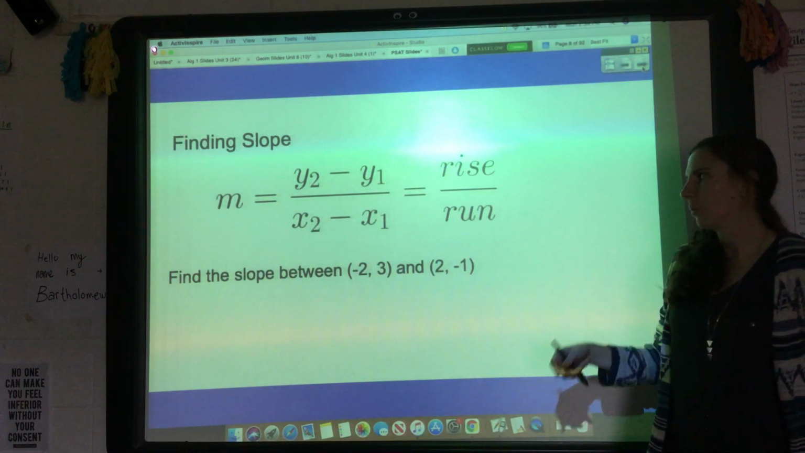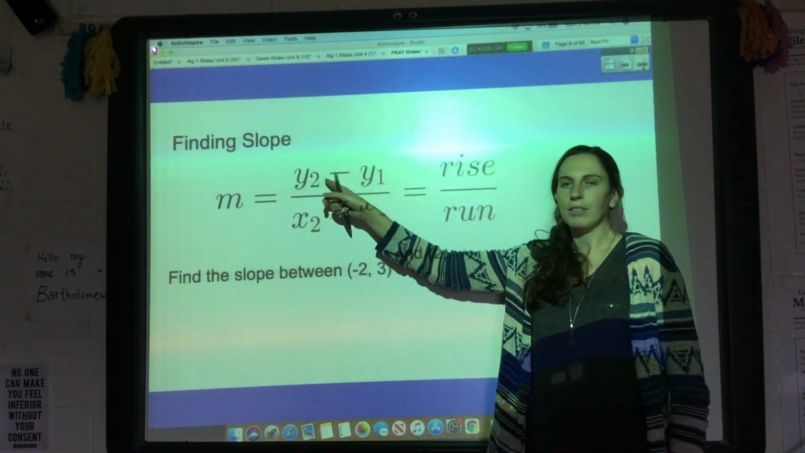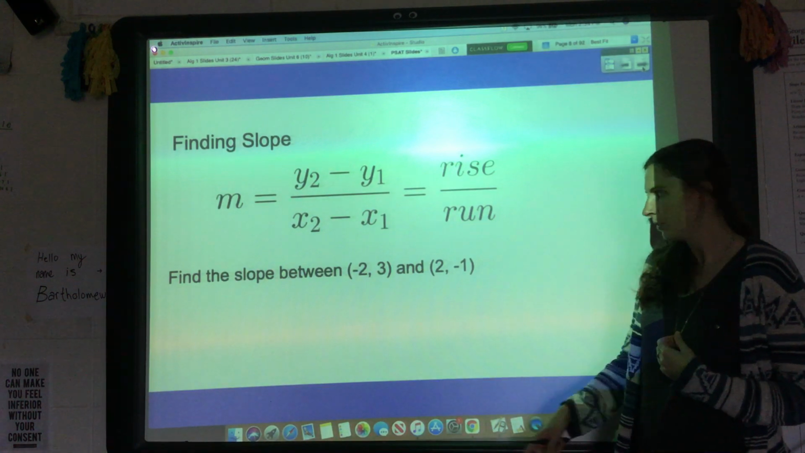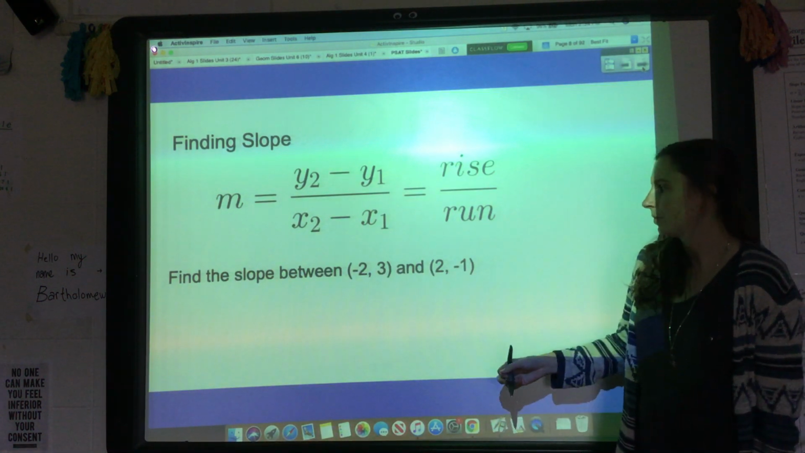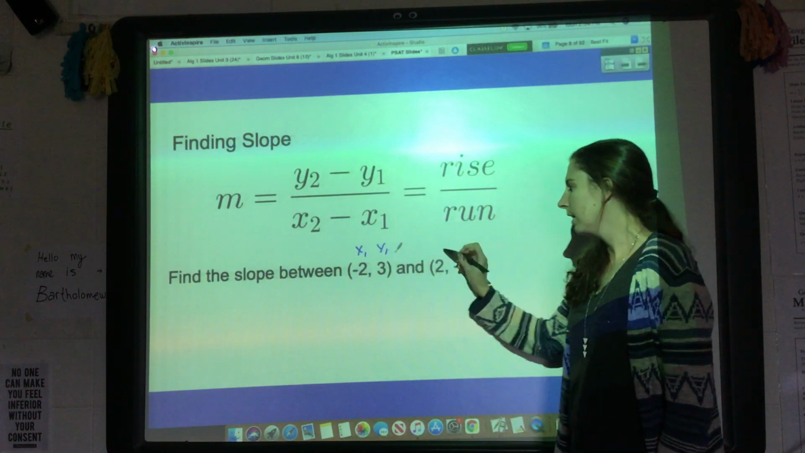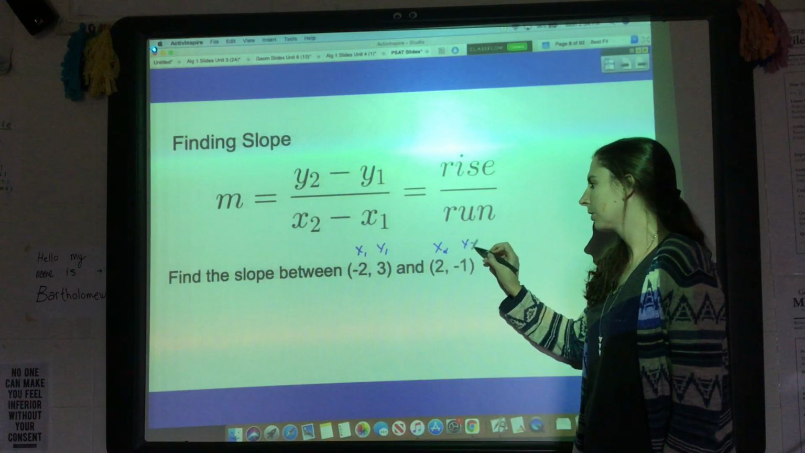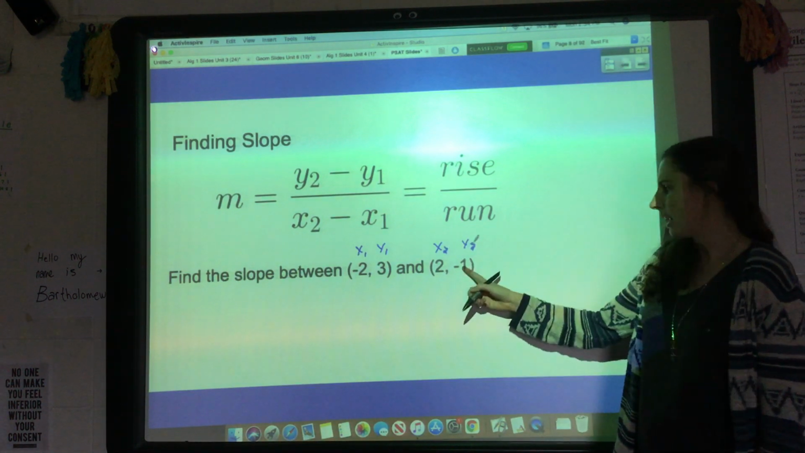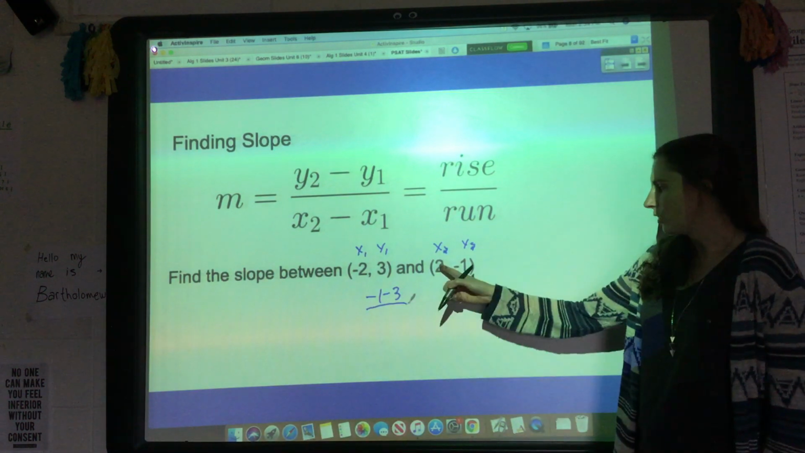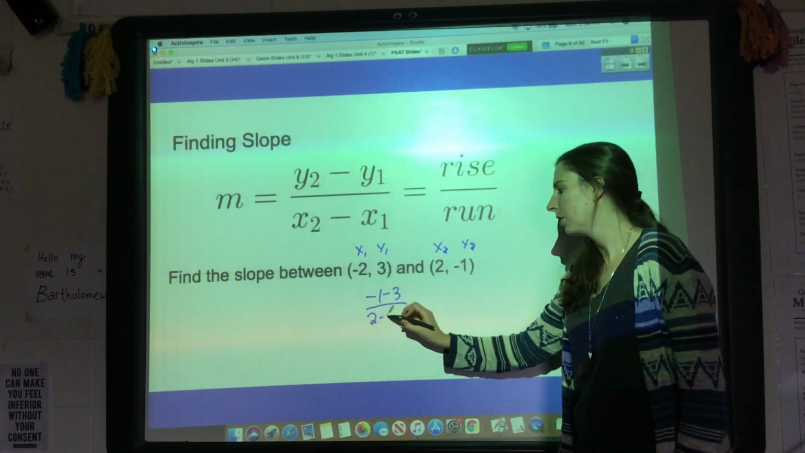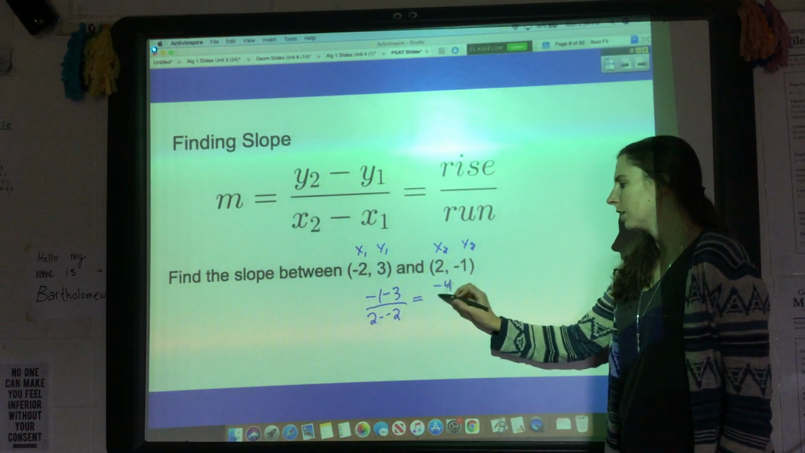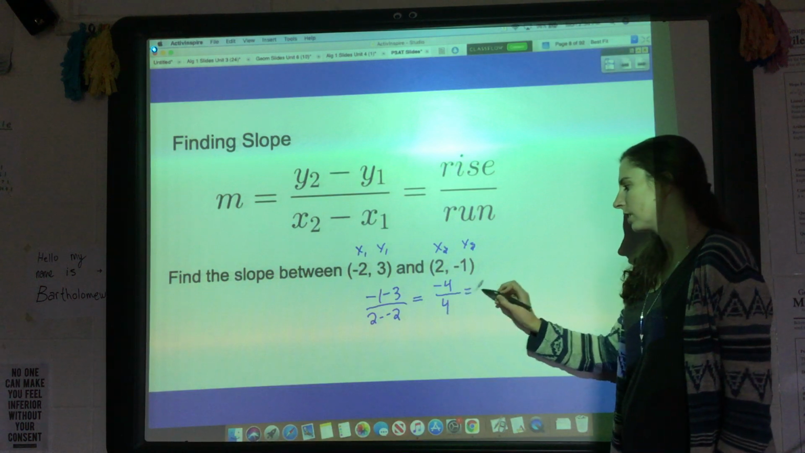So you could use this little formula: subtract the 2 y values, subtract the 2 x values, and divide them. For example, let's use these 2 points here. So this would be like x1, y1, this would be like x2, y2. And just do -1 minus 3. That's the change in y values. And then 2 minus -2 is the change in x values, which is -4 over +4, which is -1.